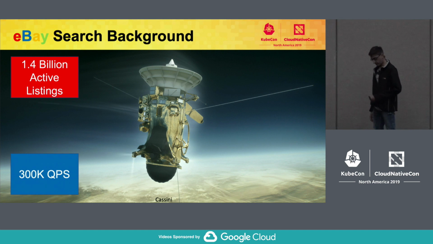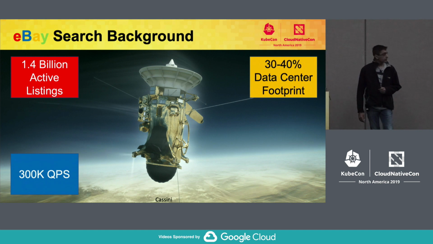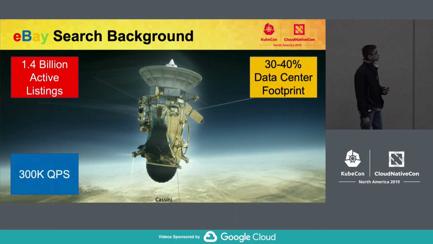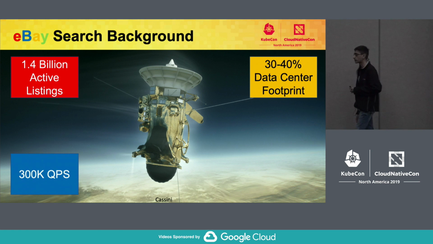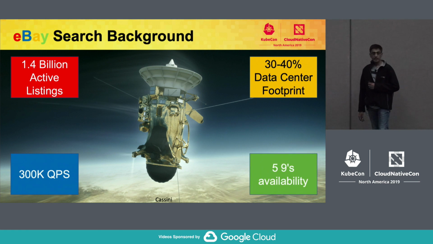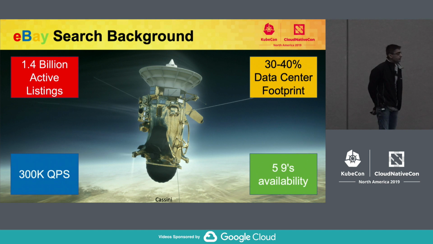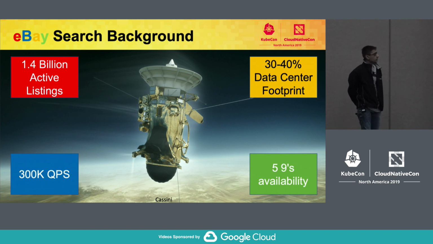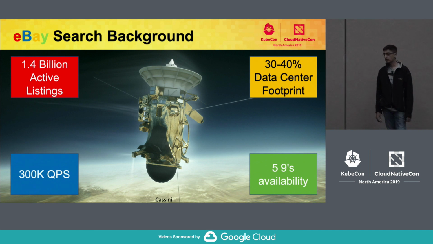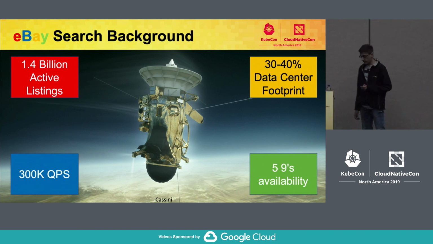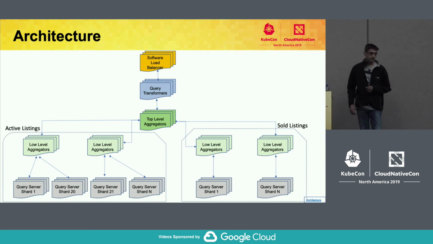In fact, within eBay, the search use case typically takes around 30 to 40% of our data center footprint. So that's thousands of servers we are talking about. We have 5 nines of availability SLAs that we have to maintain. Every second search is down is costing eBay money because users can't use our site anymore. And so a lot of our design is governed keeping this in mind, that we have to be available all the time. With that said, let's dive a little bit deeper into how eBay's search architecture looks.